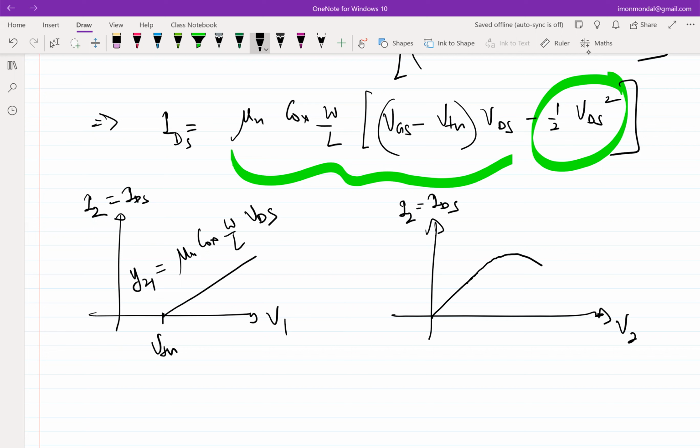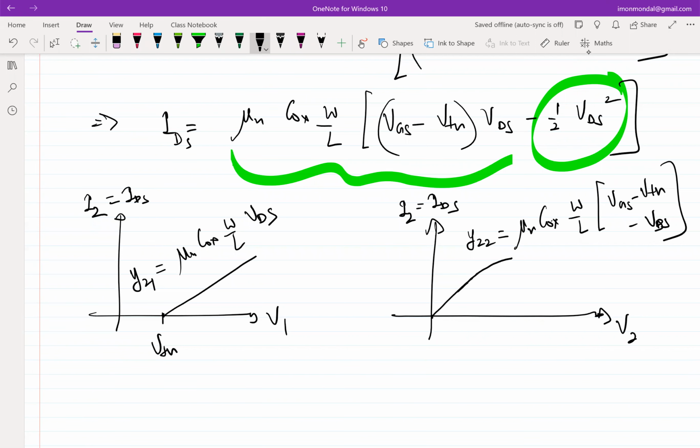I'll go to the catch. Before I go to the catch, let's assume that we don't wait till it drops down. Let's concentrate on before you hit the maximum. So what will be Y22 for this expression? You differentiate with respect to VDS, so you get mu n Cox W over L times VGS minus VTH minus VDS. So see, it is still not 0, but I have been able to reduce it to some extent, right?